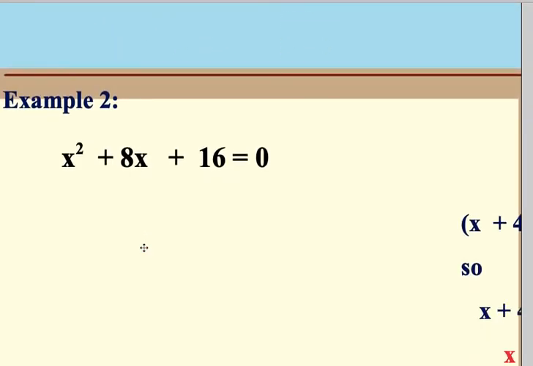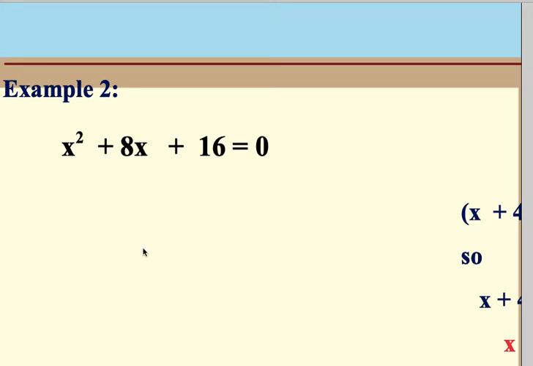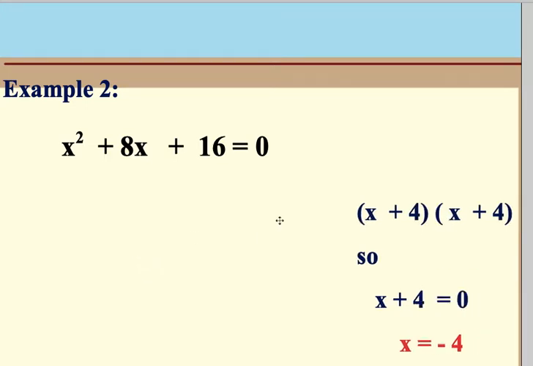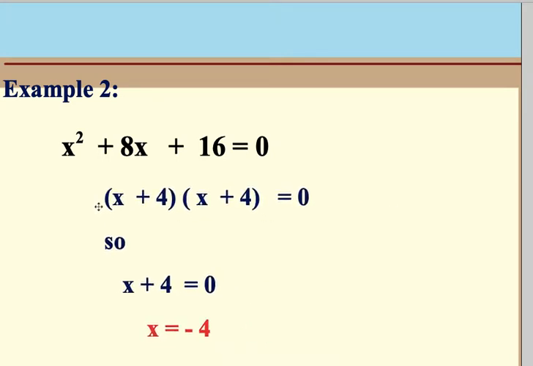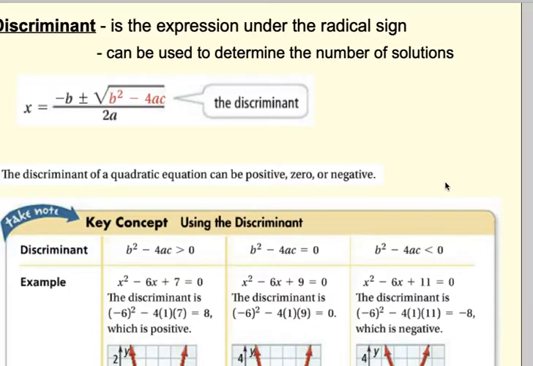Then there's also a problem like this, where you had x squared plus 8x plus 16. You had to think of what factors of 16 add up to 8. If you're able to do the factoring, you saw x plus 4 times x plus 4 is equal to 0. Basically, you said x plus 4 equals 0, and you got an answer of negative 4. So when you're doing the quadratic formula, you are going to find situations like this that only have one answer. So let's get into what the quadratic formula is and what the discriminant is.